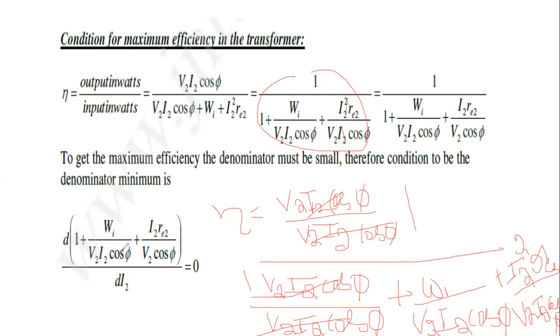Differentiate the denominator with respect to I2 and equate it to 0. Therefore, we are differentiating the denominator, that is d by dI2 of the denominator. What is the denominator? 1 plus Wi by V2 I2 cos phi plus I2 R2 by V2 cos phi. This is the denominator. We differentiate it with respect to I2 and equate it to 0.